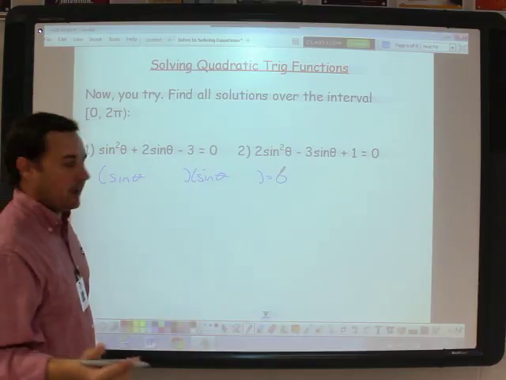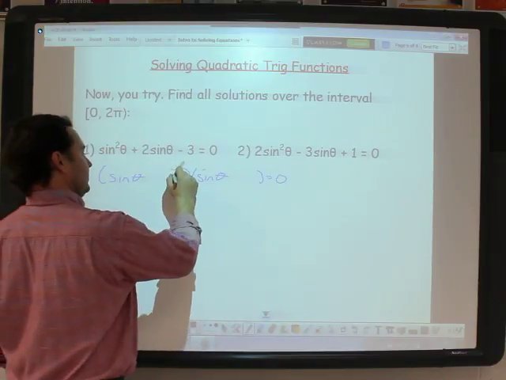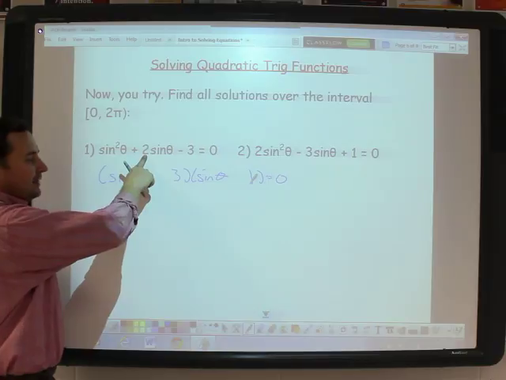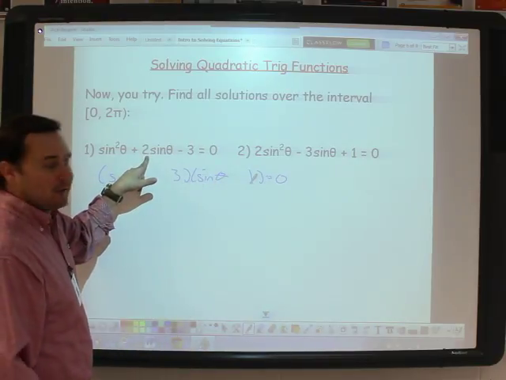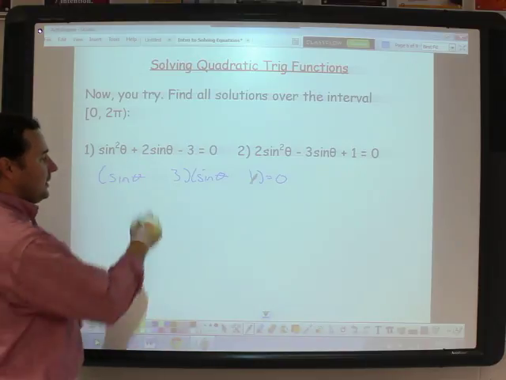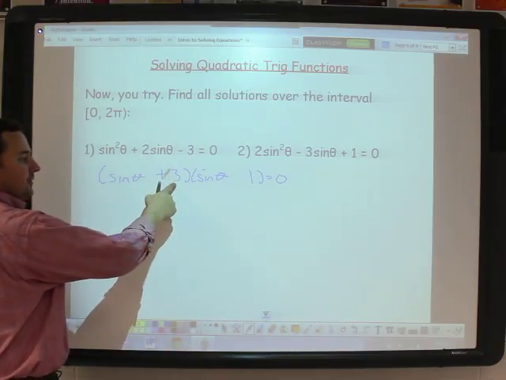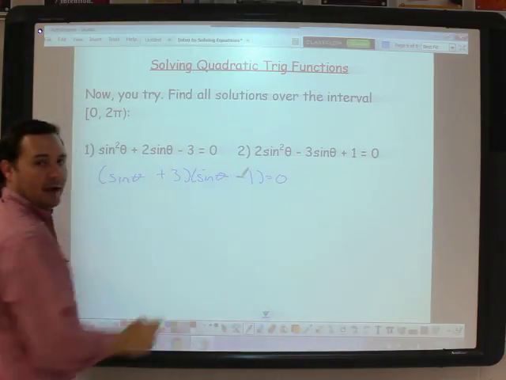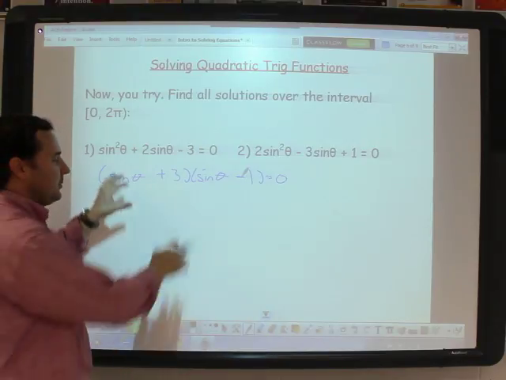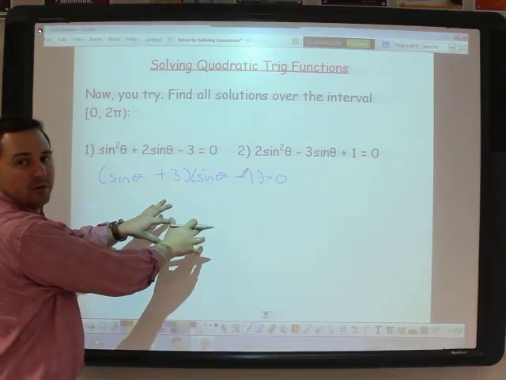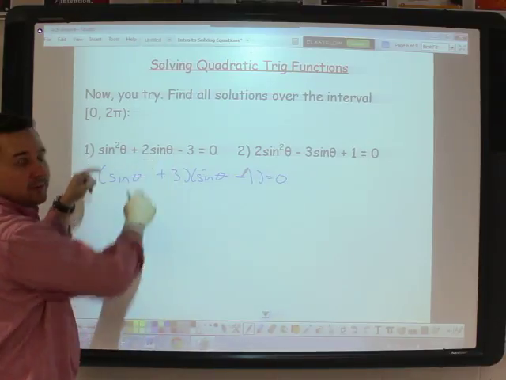Three is prime. It can only go to 3 and 1. The outer product and the inner product add to give me a positive 2. So the only way I can get a positive 2 is if this 3 is positive and the 1 is negative. And when you're factoring, if you're not quite sure, multiply it back out, and you can see if you get the original problem you started with.